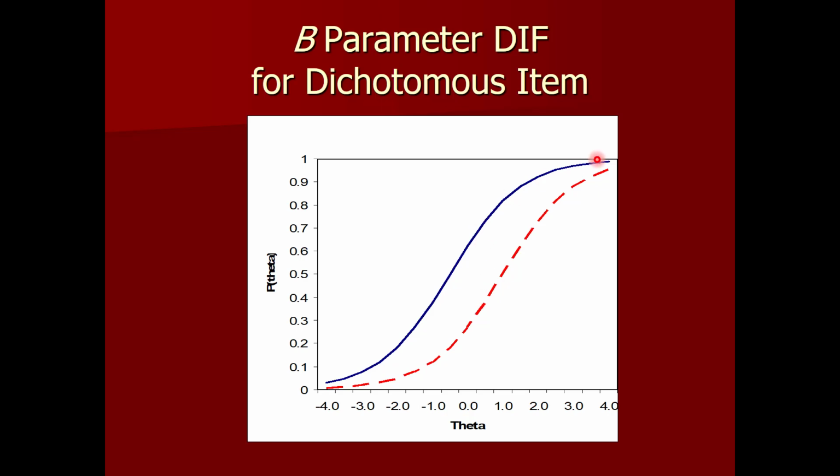And again, this is an advantage for the blue group because it takes less theta. There's two ways to look at it. One is for the same theta, higher probability correct. The other way of looking at it is how much theta does it take to have, let's say, a 50-50 chance of getting the item correct.